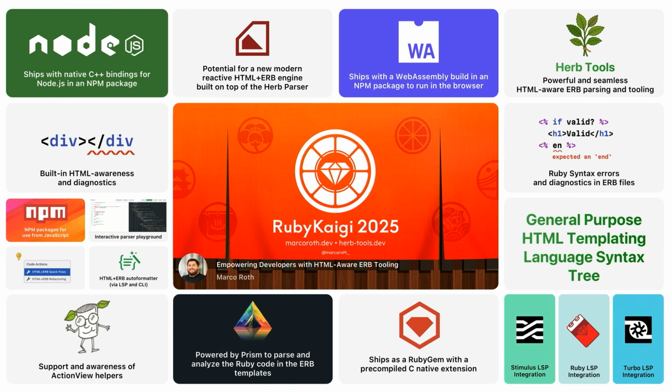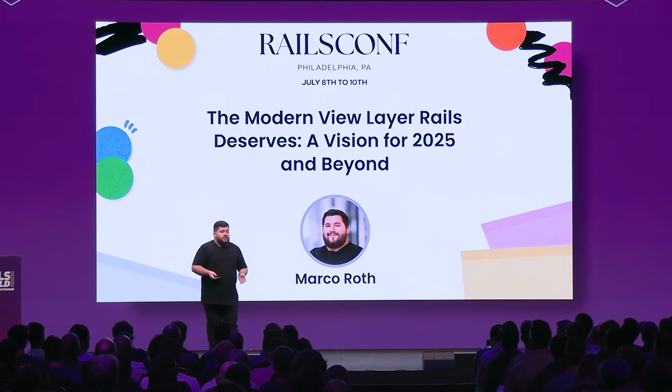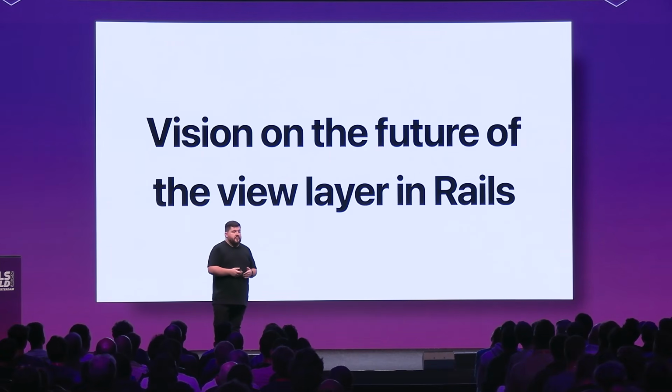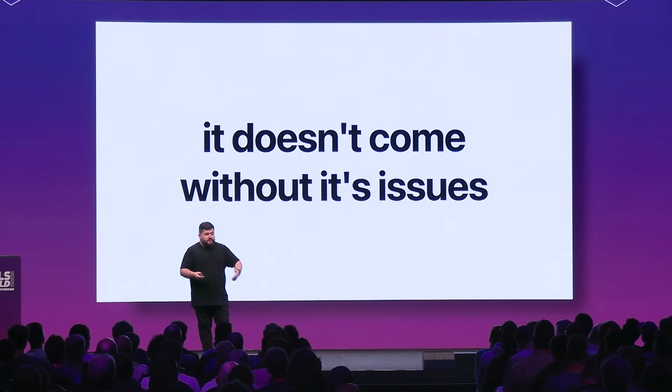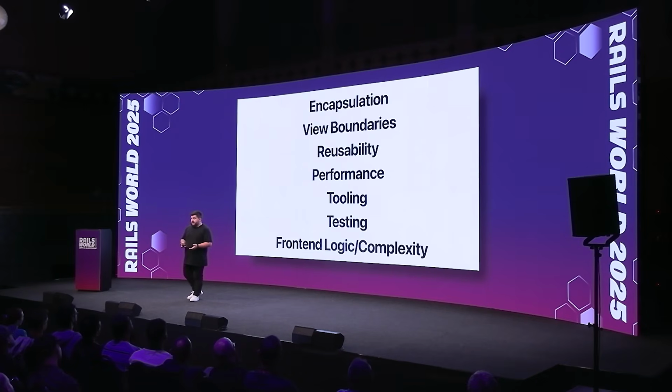So that was the parser. It's built in C, so it's running in the browser. It's running in Ruby as a C extension. It's running in Node.js and JavaScript. So it's really versatile in how you might be able to use this. At RailsConf, I was talking about HTML ERB templates in general, but also the vision that we could now build having these tools available. And this doesn't come without its issues, like the Rails view layer in general. We have been seeing a lot of friction in these areas in the view layer, especially around reusability, but also the complexity in front-end logic, or also around the tooling.